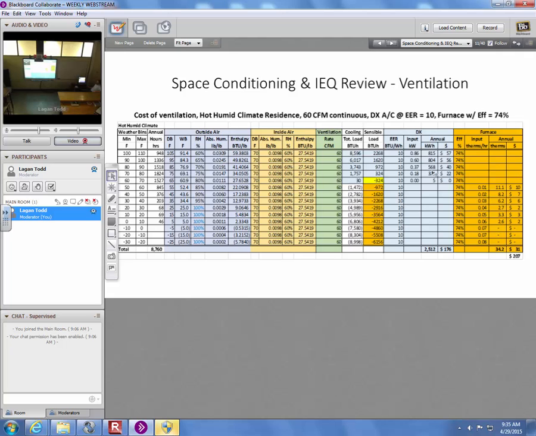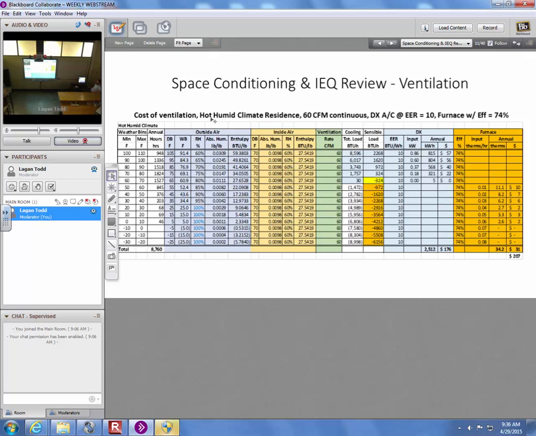And same calcs, right? Same EER for the air conditioner, same efficiency for the furnace. Now it just shifts, right? Now we're doing a lot more air conditioning because we're in a hot, humid climate, with a certain amount of dehumidification. So now we're spending $176 a year on air conditioning. We're only spending $31 a year on heating, but again, the total is $207 a year.